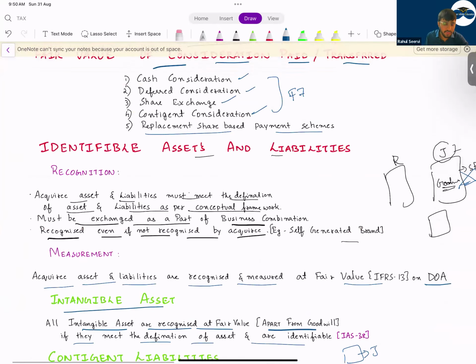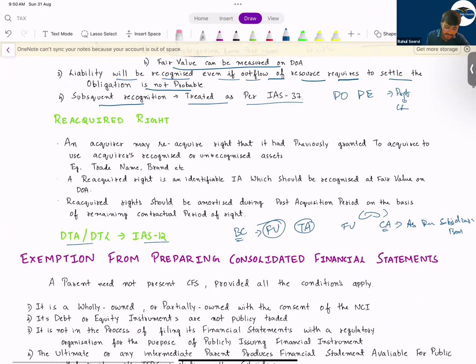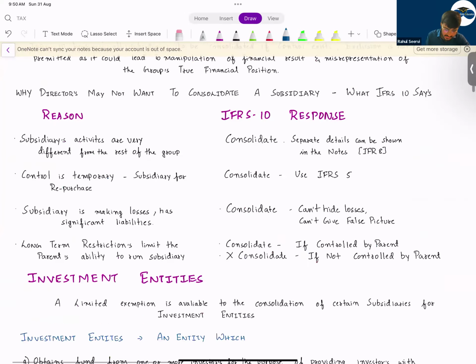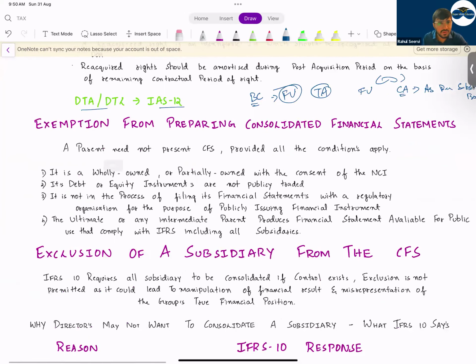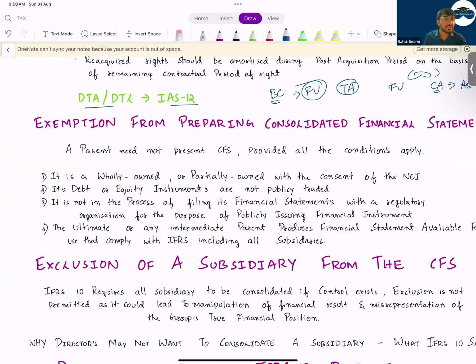Important points we have done till now. Now sometimes, if you're very lucky, these three topics can come in your exam for theory, not more than 4 to 5 marks, not more than 4 marks. Exemption from preparing consolidated financial statements. So there are some exemptions where a company need not prepare its financial statements.